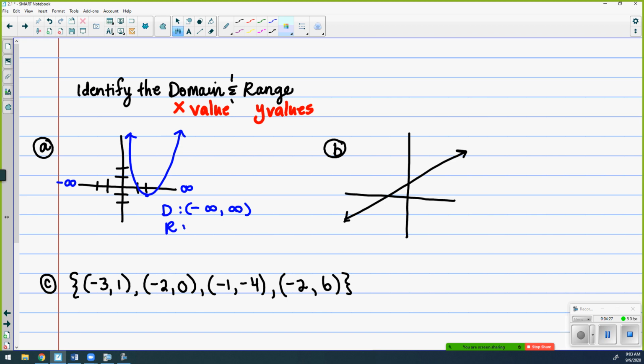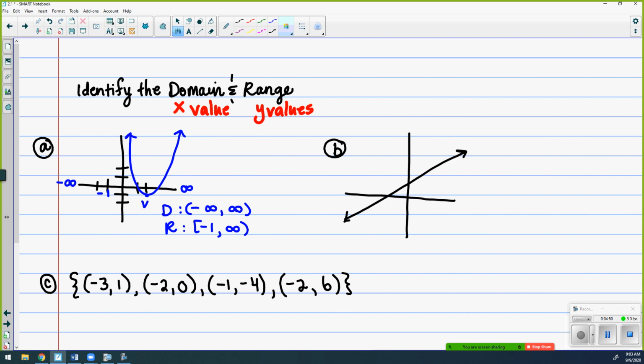Now the range is my possible outputs. What are the possible values that I'll get out of this parabola? Well, I'm never going to get anything less than -1. But I do have a lowest point at -1, so I'm going to put a bracket around -1, and then I'll head off toward positive infinity. So that's my domain and range for this parabolic shape that has the vertex here at over 2, down 1.